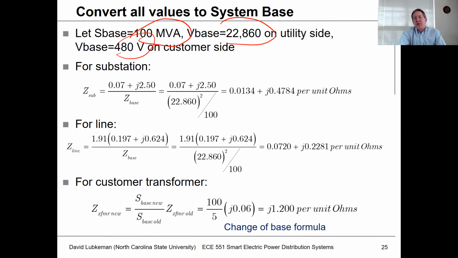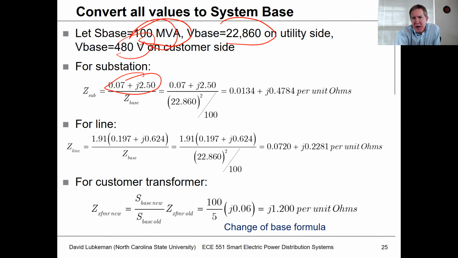So you typically would choose a value of S base that for nominal conditions would give you values of current around 1 per unit. This is an arbitrary choice, but it's a common choice that's made for transmission analysis. Maybe for distribution, I would choose 1 or 10 MVA if I were going to do this over. So the substation, I've got this impedance in ohms.